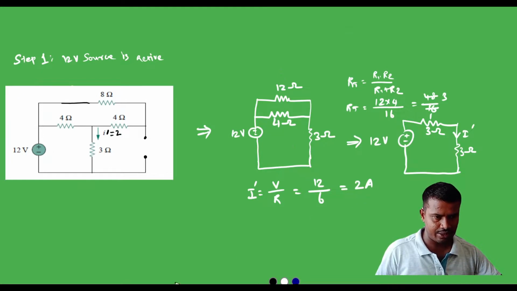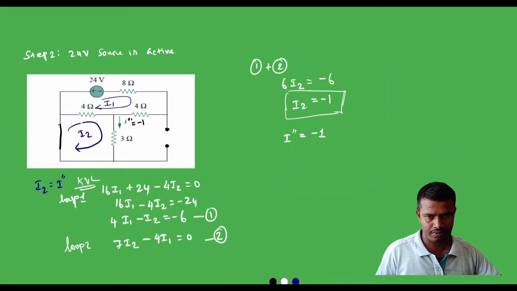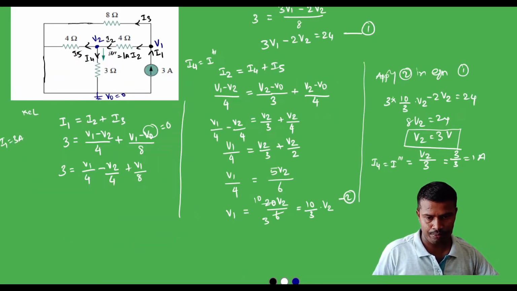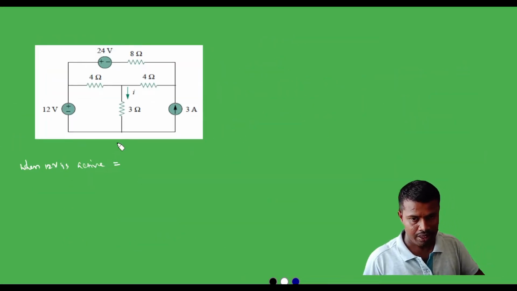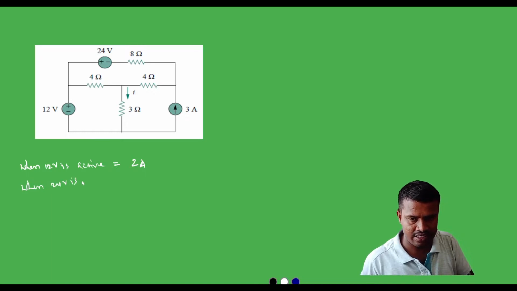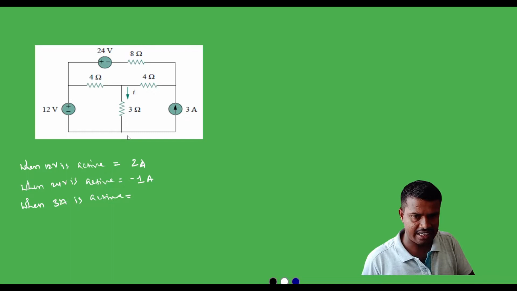When the 12 volt is active, the current is 2 amps. When 24 volt is active, the current is minus 1 amp. When the 3 amp current source is active, that time the current is 1 amp.